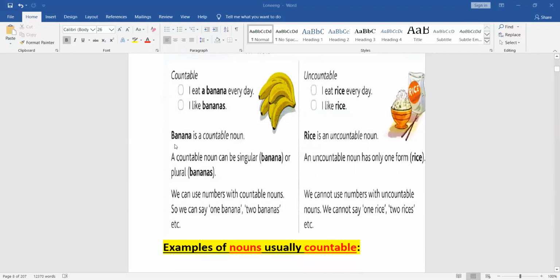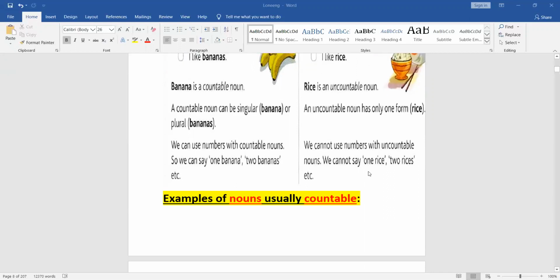So take a look at the banana here. Banana is a countable noun, whereas rice is an uncountable noun. So a countable noun can be singular, banana, or the plural form of the countable can be bananas, which is plural. An uncountable noun has only one form, and that is generally called the noun, which in this case is rice.